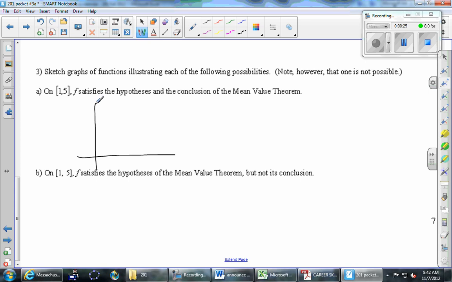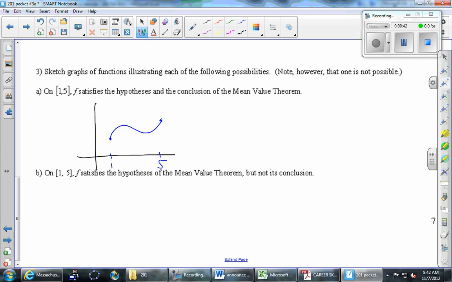So you're going to draw something that's continuous and smooth, no corners. And if you draw anything between 1 and 5, I'll just pick a point and I'll pick another point. It doesn't matter where you put them. Just draw anything continuous and smooth, then you will have a function that satisfies the hypotheses of the mean value theorem. And by satisfying the hypotheses, it automatically satisfies the conclusion.